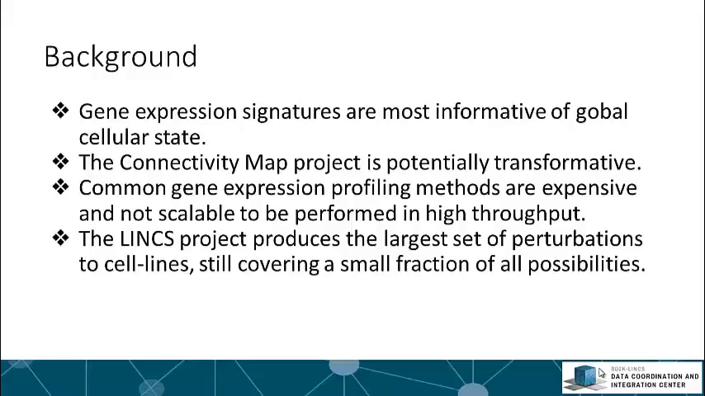Obviously, the more gene expression signatures we have, the more resources we can utilize to find meaningful connections for our own research. But common gene expression profiling methods are expensive and are not scalable to be performed in high throughput, like the Affymetrix array technology used in the CMAP project. So the LINCS L1000 project is launched as part of the LINCS project to generate a large number of gene expression signatures using L1000 technology. The LINCS project produces the largest set of perturbations to cell lines, but still covers a small fraction of all possibilities.